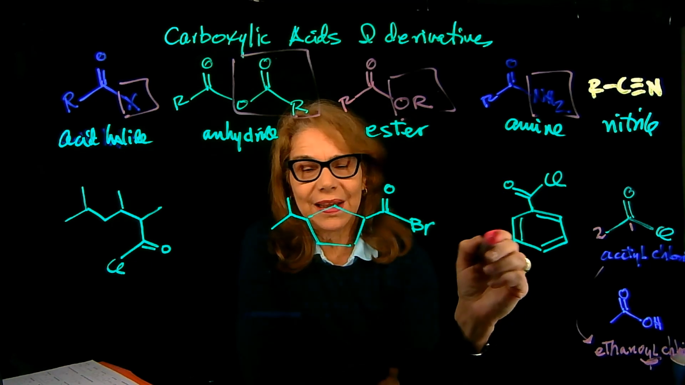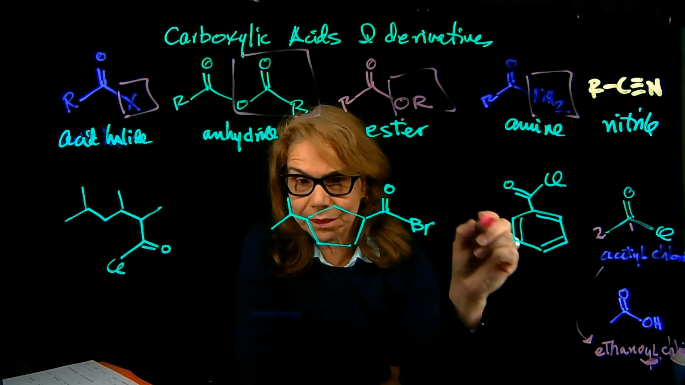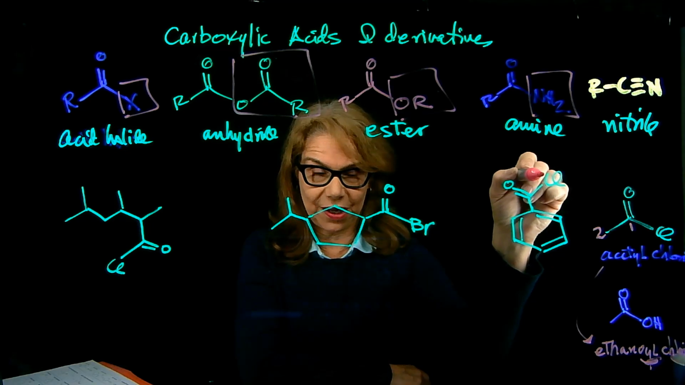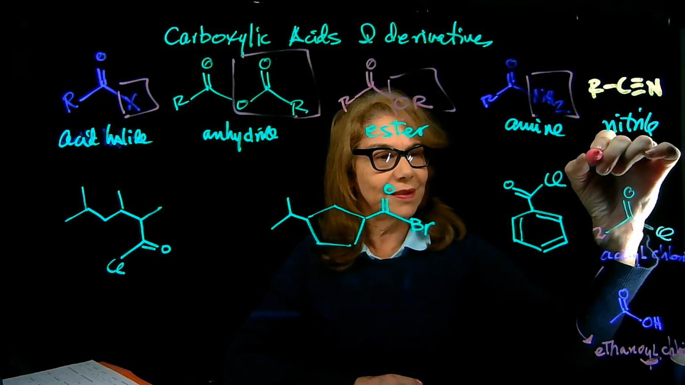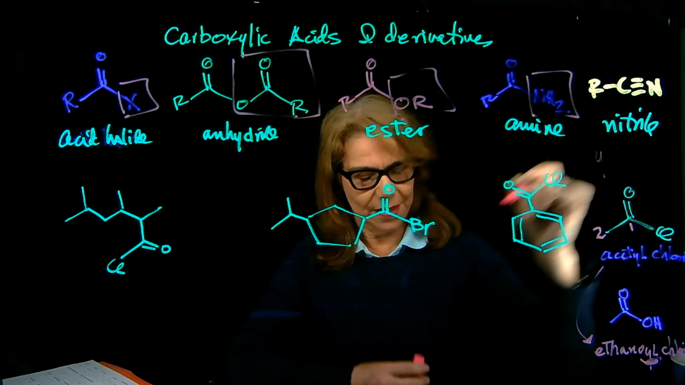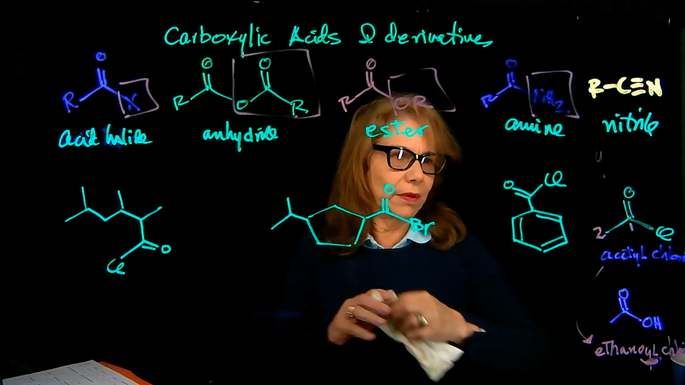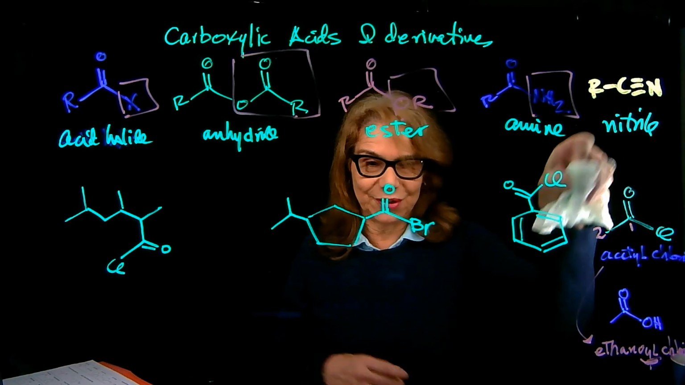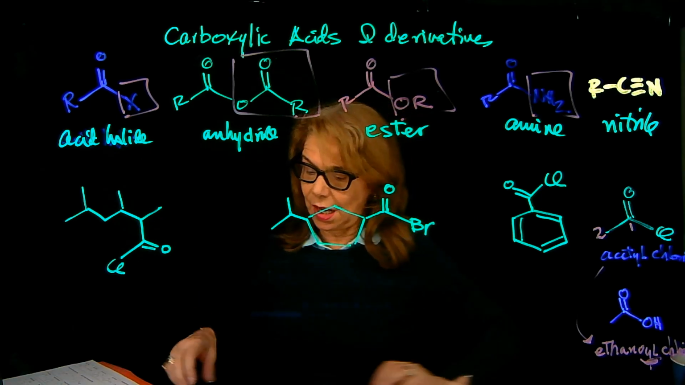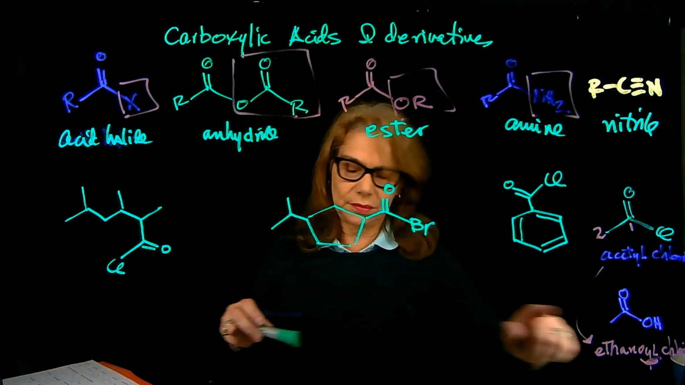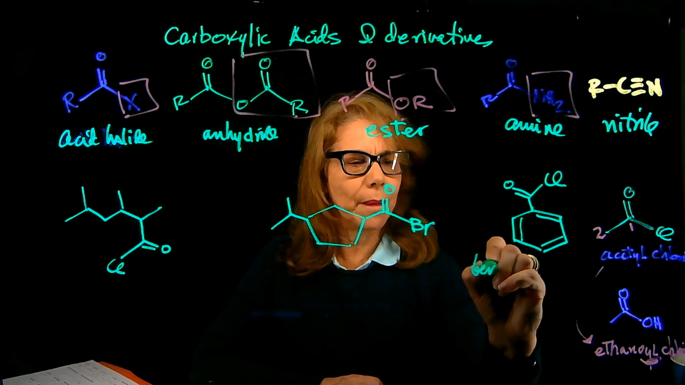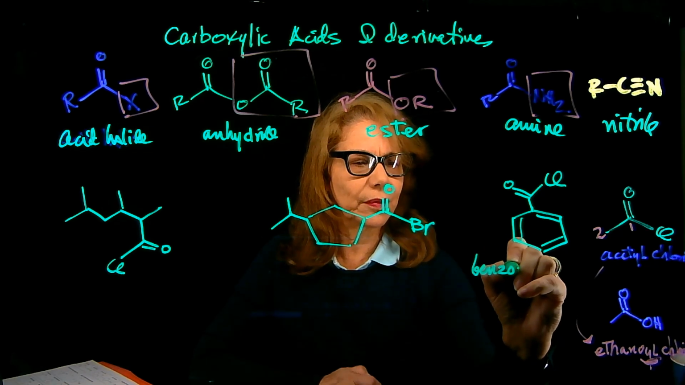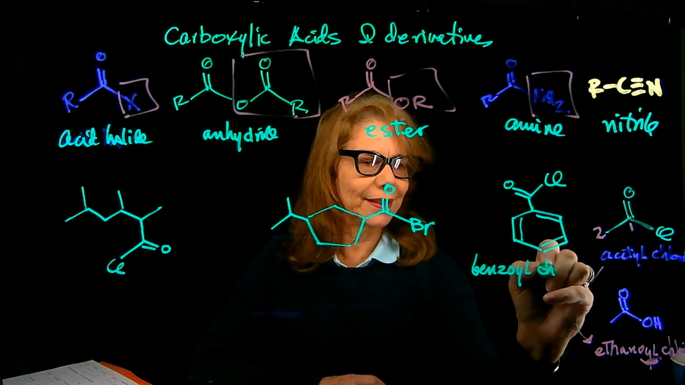Okay, this comes from benzoic acid, if you think of an OH here. So we're going to change that termination, and we're going to say benzoyl. So benzoic acid, and now we're going to say oyl for our termination. So this is benzoyl chloride.